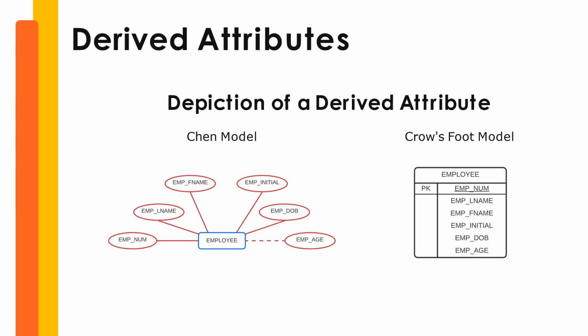Now, if we have a derived attribute in the Chen model, we depict it by using a broken line. So in this case, you would know that employee age is a derived attribute. And it makes sense because if you have the date of birth, you can just derive the value of the employee age.